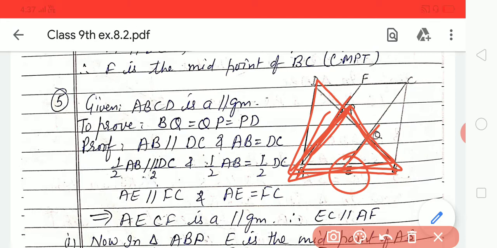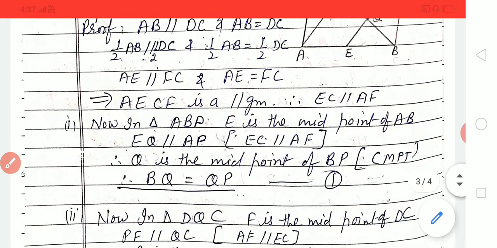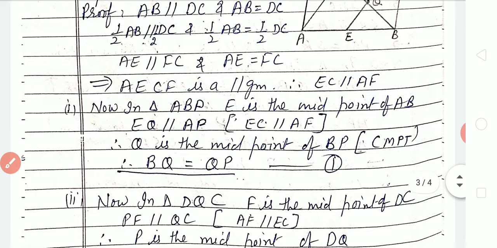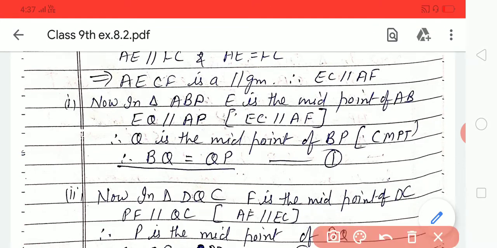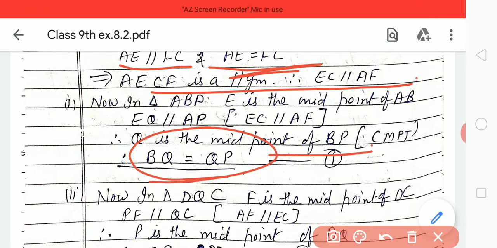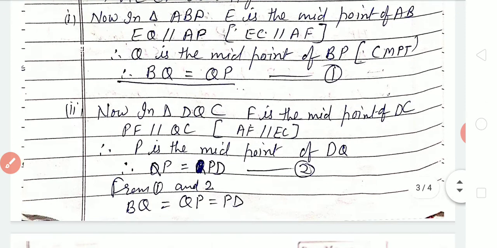Similarly, you can do it in the second triangle also. In DQC, P is the midpoint, F is the midpoint, so FP is parallel to QC and also half of QC, right? And when you have proved these two things, you can take from 1 and 2, you can say that if both are equal and parallel, then Q is the midpoint of BP and they are equal. Now come to the second part.